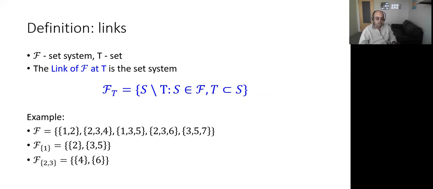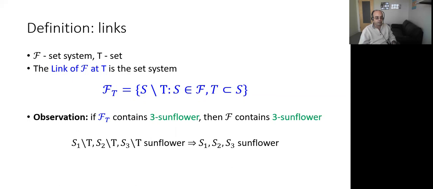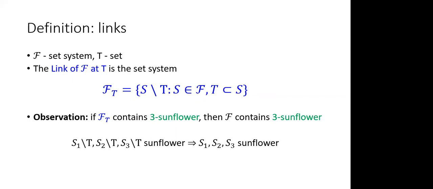So why are links useful? Well, it's because of the following observation. It's enough to find sunflowers in links. So if a link contains a 3 sunflower, then the set system also contains a 3 sunflower. And the reason is very simple. If my link contains a sunflower, in this case, let's say S1 minus T, S2 minus T, and S3 minus T are a sunflower, then if I add T to all of them, it will still be a sunflower. So finding sunflowers in links is good enough.